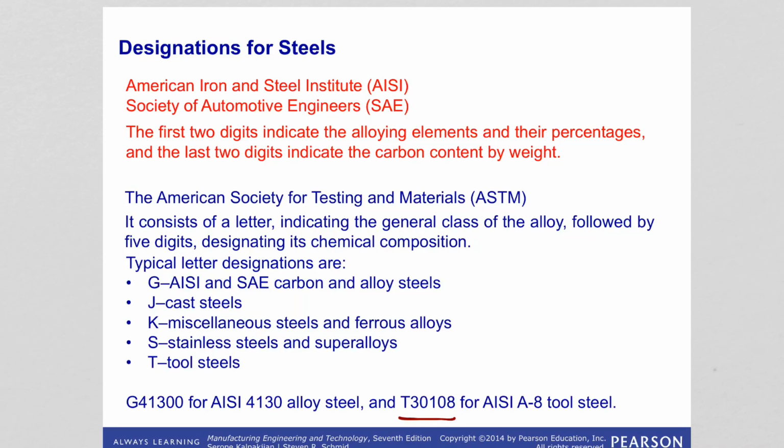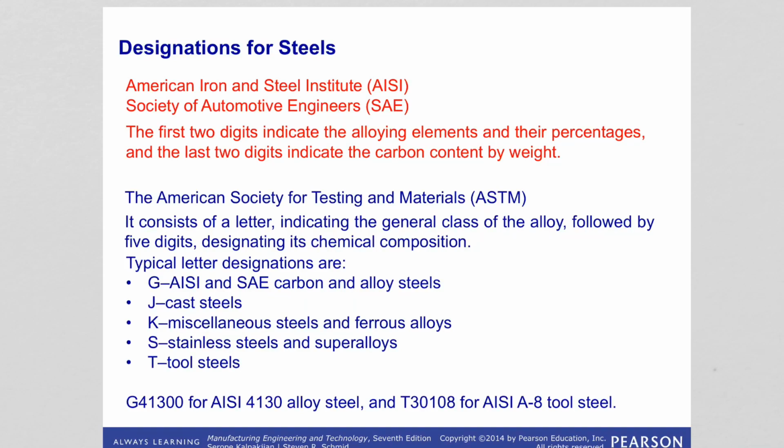So the American Society for Testing and Materials has another designation system. Basically, it consists of a letter followed by 5 digits. Typical letter designations are G for AISI and SAE carbon and alloy steels, J for cast steels, T for tool steels, etc.